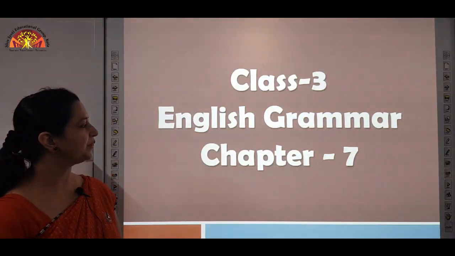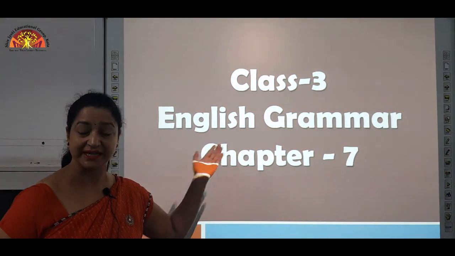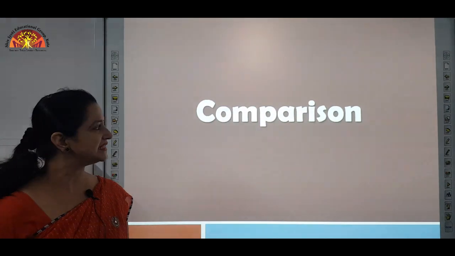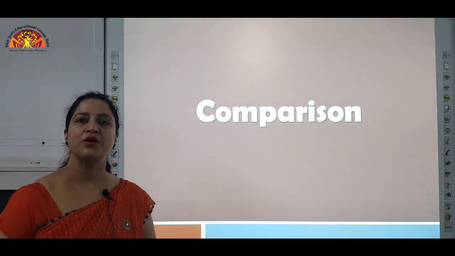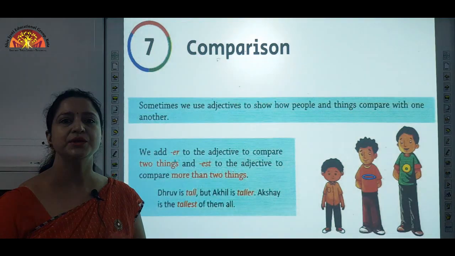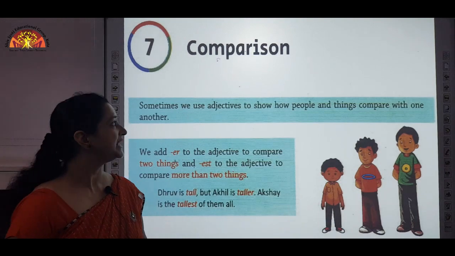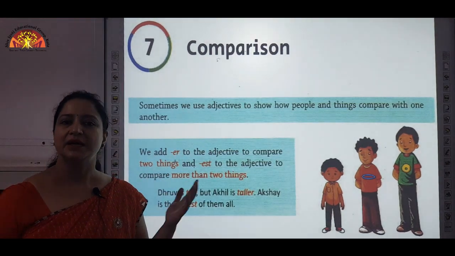So, today we are going to start our chapter number 7 of English Grammar class 3, and today our topic is comparison. Comparison of what? Comparison of adjectives. So, today you are going to learn about comparison of adjectives. Okay, now what is comparison?